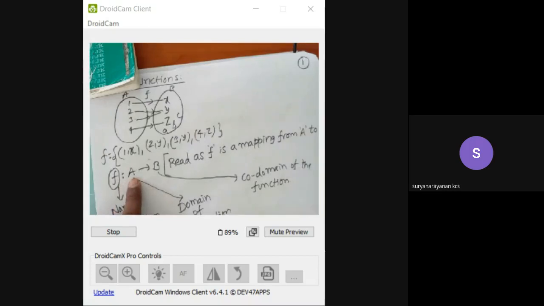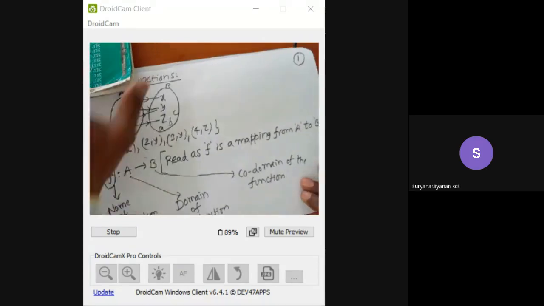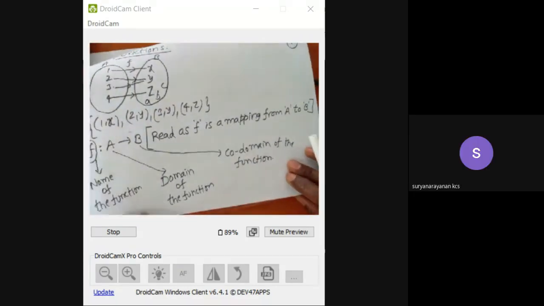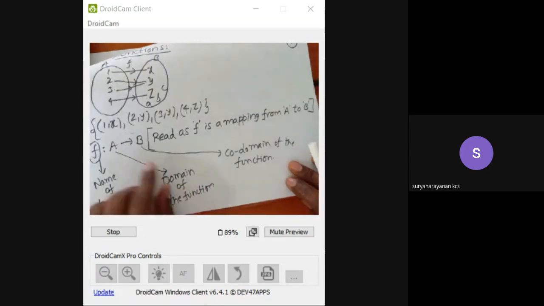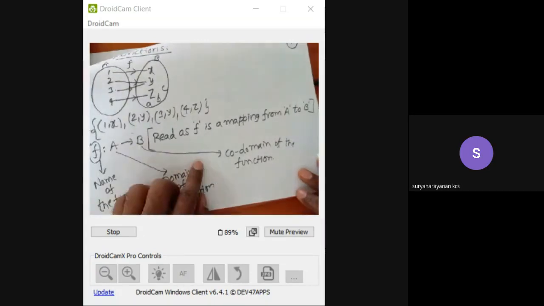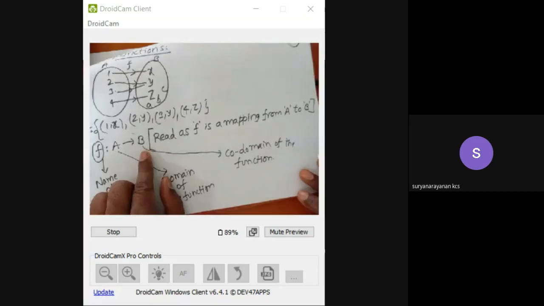the first letter is written before the arrow symbol. What does this first letter denote? Domain, sir. Domain of this function. After the arrow symbol, some letter is written. For example, here I wrote B. What does this set B denote here? Codomain, sir. Very good.